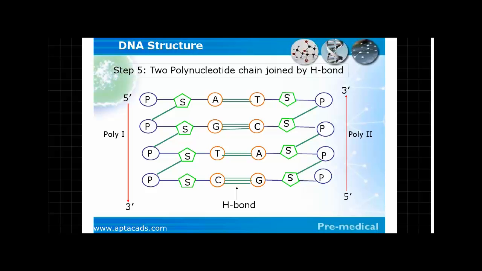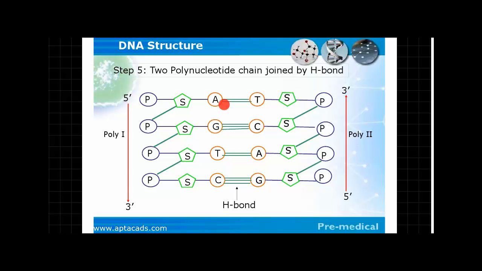Finally, the two polynucleotide chains join together, and that joining is going to occur with the help of hydrogen bonding. The moment they join together, a complete DNA molecule is going to be formed. The important thing is that one chain is growing in 5' to 3', and the other chain is growing in 3' to 5'.